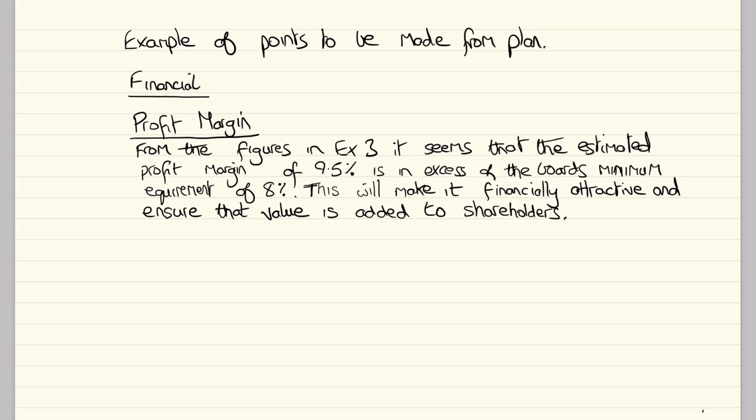Looking at the answer here, if we'd said the first part on profit margin, from figure in example exhibit 3, it seems that estimated profit margin of 9% is in excess of the board's minimum requirement of 8%. Well, that says the what as well as the why, and we would get a mark for that. But then this answer goes on further and talks about how, because it is in excess of the minimum requirement of 8%, this will make it financially attractive and it will ensure that value is added to the shareholders. So an answer that develops with further points like that is much more likely to be worth 2 marks.